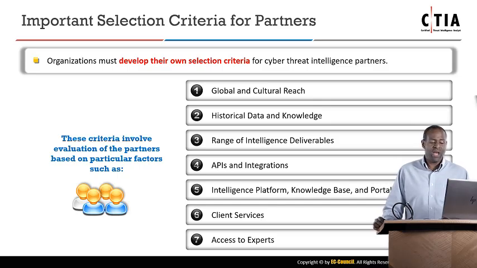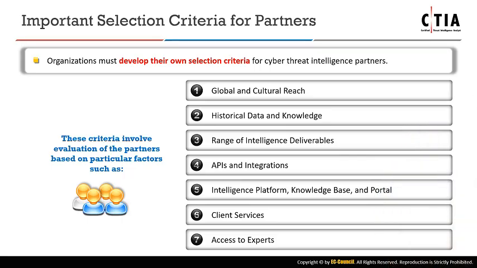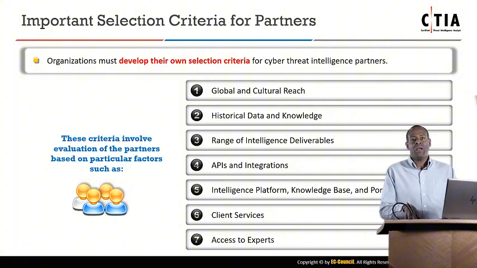Number four, APIs and integrations. If you have an appropriate application programming interface, you'll be able to integrate it with your organization's tools. Number five, intelligence platform, knowledge base, and portal. Are you going to be able to do a nice search? Can that search be done with wildcards? Is there a portal that you can install locally? Is it a web portal? So look for that type of information to be able to get that intelligence and search for it.